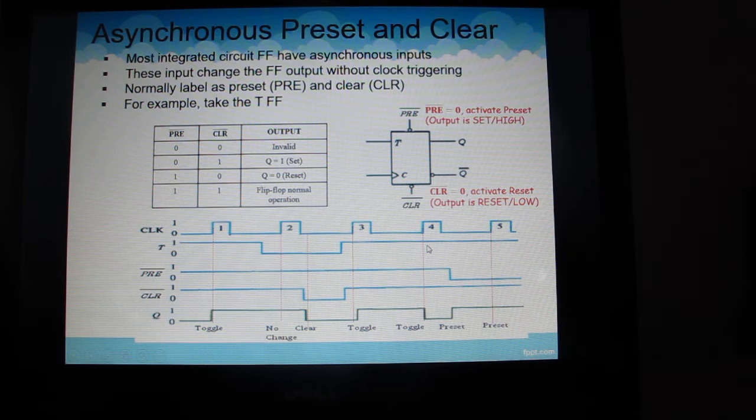Okay, you have to remember the operation of T is toggles, and then will be preset. Okay, because of here, here will be preset. Okay, you can see this one, because our preset will be 0 here. So if preset is 0, activate the preset, the output will be set high. And then if, for example, the clear is 0, activate the reset, so it will be reset. That means it will be reset to be 0.